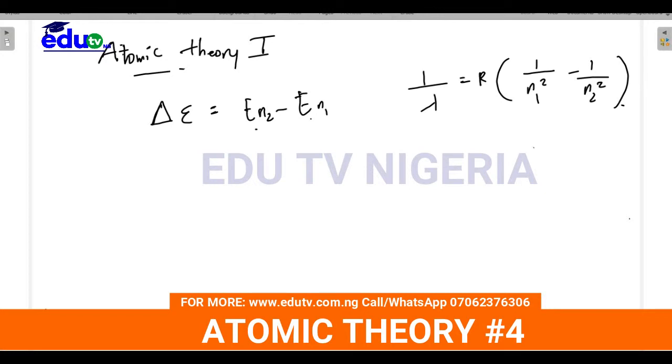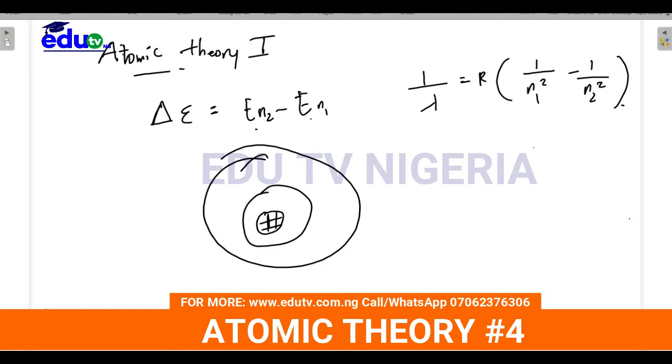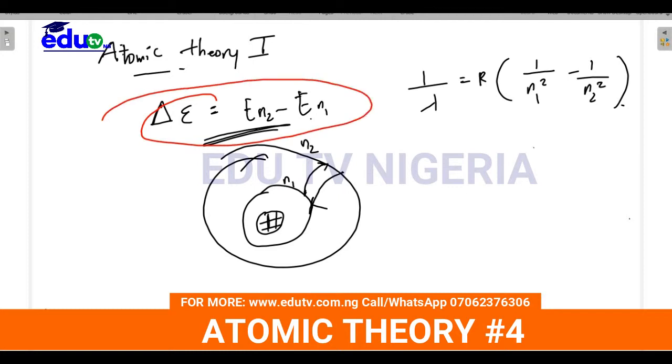Let me give a brief description just for better understanding. n equals 1, n equals 2, n1, n2. If an electron moves from here to here, this is a stationary state, and this is another stationary state. As an electron moves from one stationary state to another, it gains or loses energy, and the energy it gains or loses is equal to the energy difference between the two energy states.